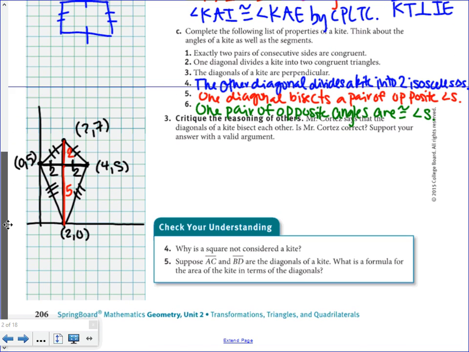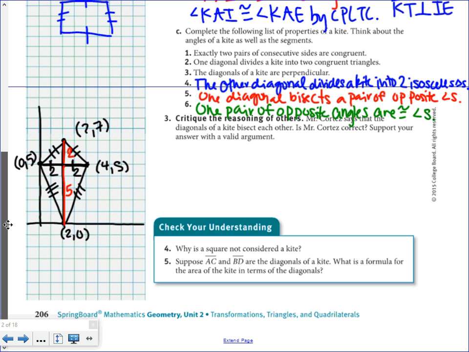So now looking at number 4. Why is a square not considered a kite? There are a lot of different reasons that you could say here. But a kite does not have 4 congruent sides and 4 congruent angles. So it's not a square. Or you could say that a square has diagonals that bisect each other, and a kite does not. Or you could use exactly 2 pairs of consecutive sides are congruent. A square doesn't fit that.